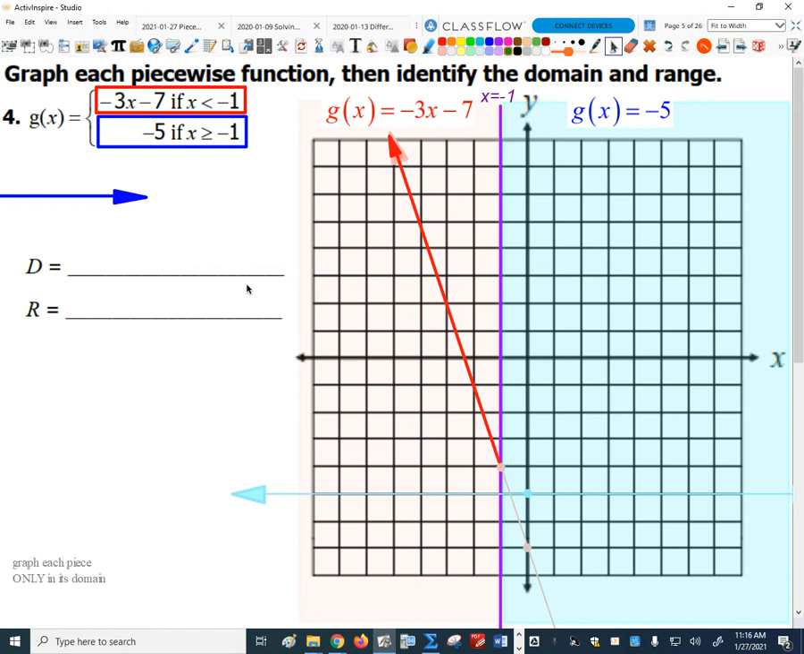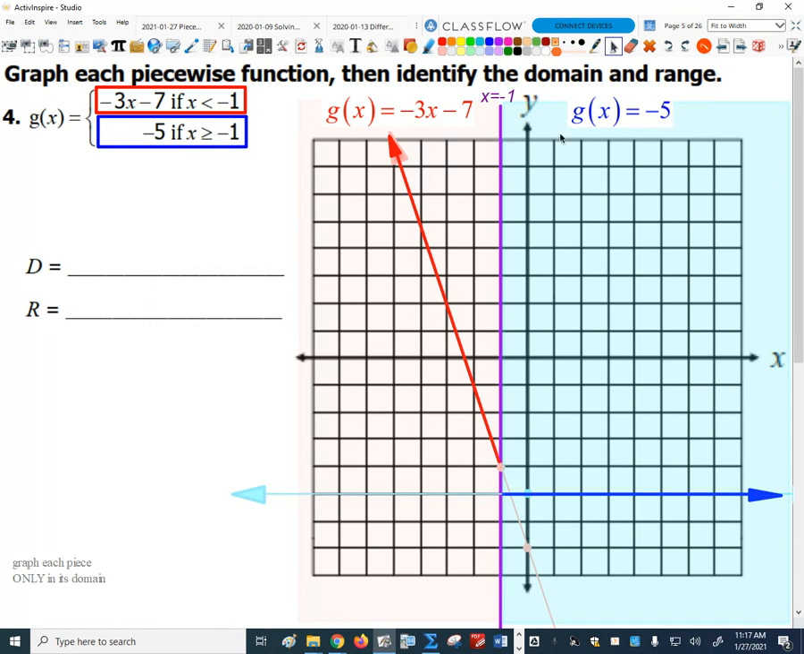Okay, good. Now, what about the blue piece? Well, I'm going to graph the blue piece where x is greater than or equal to negative 1. So isn't that going to be the region to the right of my vertical boundary, right? So I only get to keep the graph of that blue line right there, to the right of my boundary. I only get to keep that blue ray. I don't get to keep the whole blue line, right? So that's what my piecewise function graph is going to look like.